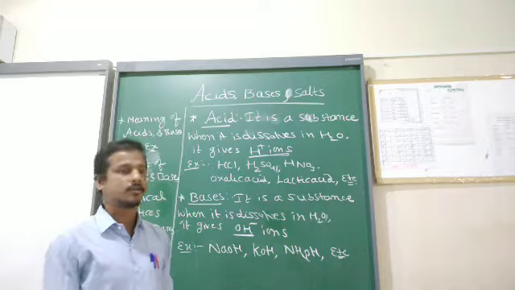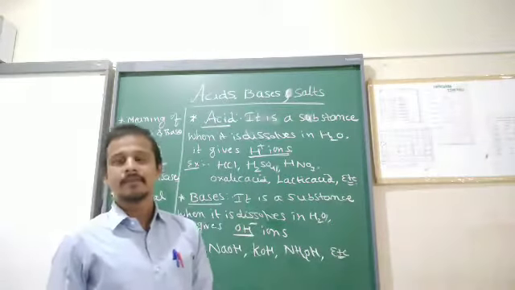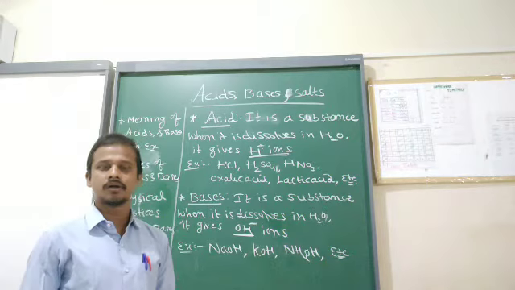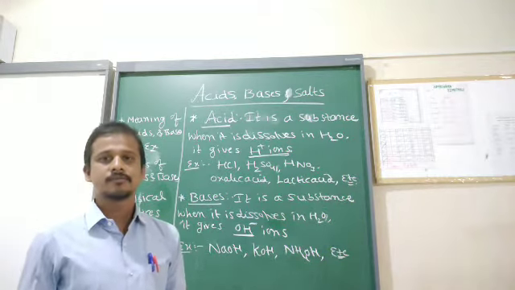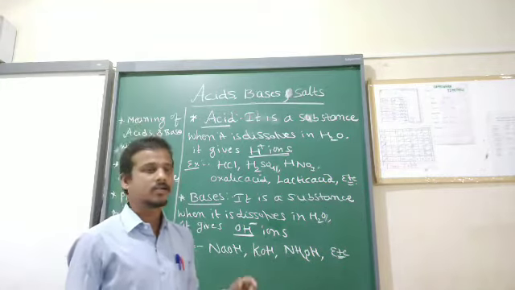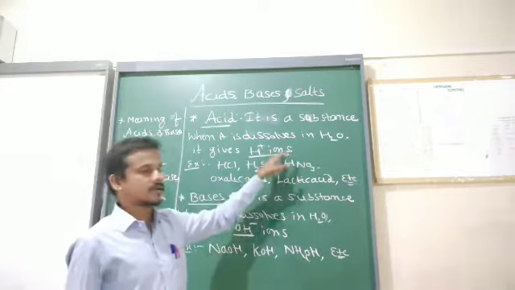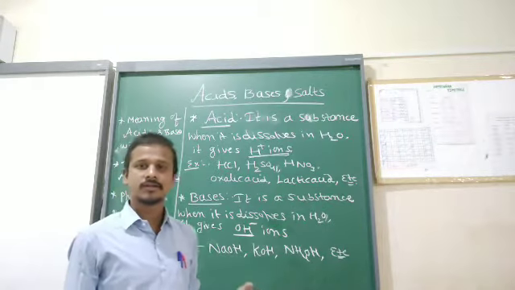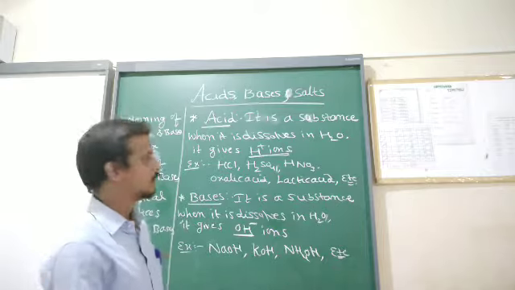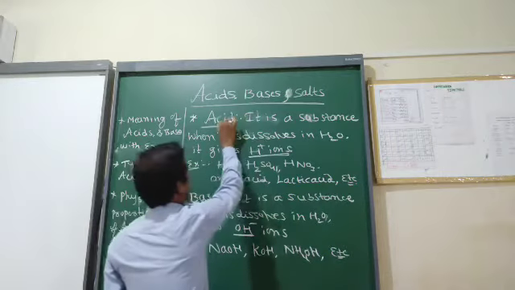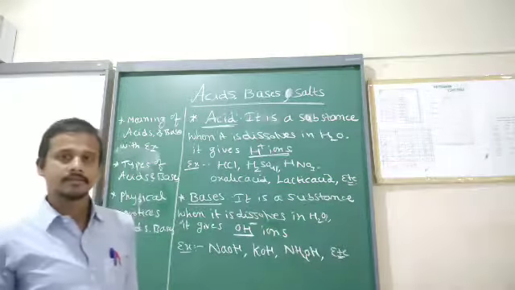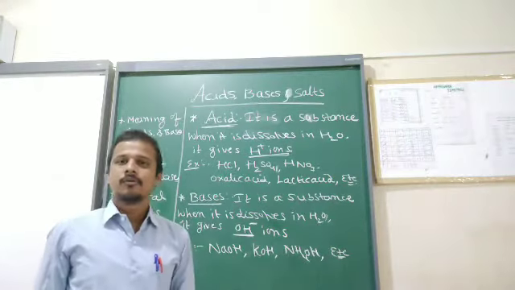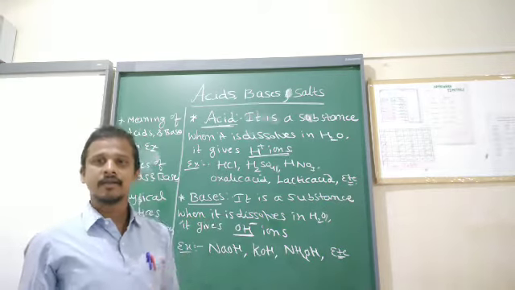Also with examples. So acid means a substance that, when it dissolves in water, gives H plus ions. H plus means hydrogen ions. In that solution, if it gives hydrogen ions, then we can say that it is called an acid. In acids, we can see several types of acids.